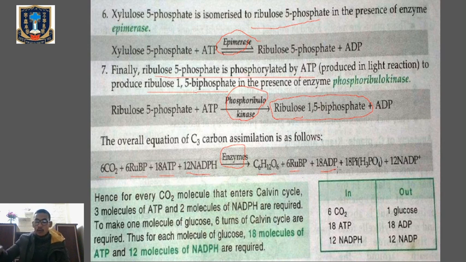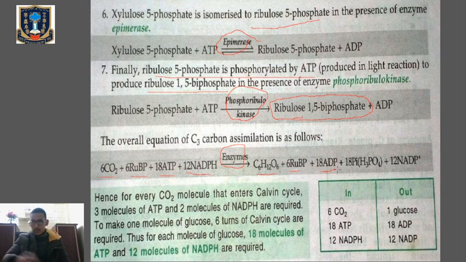So for the formation of one molecule of glucose, 6 turns of the Calvin cycle have to be done. Okay, so 6 into 3 will be how much? 18. So 18 molecules of ATP will be required. And how many molecules of NADPH will be required for formation of one molecule of glucose? 6 into 2 will be 12. So for each molecule of glucose, 18 molecules of ATP and 12 molecules of NADPH are required in the C3 cycle or Calvin cycle, because 6 turns of the Calvin cycle are required for the formation of one molecule of glucose.